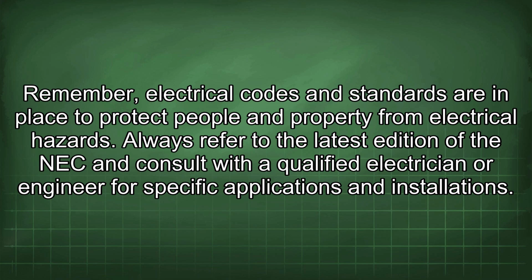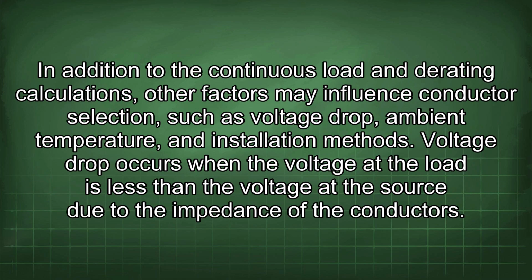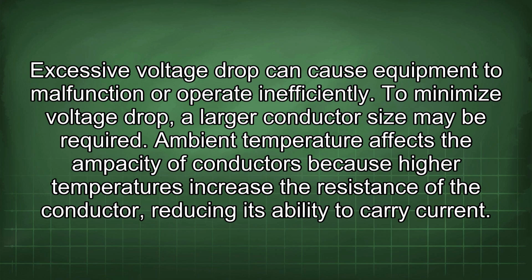and installation. In addition to the continuous load and derating calculations, other factors may influence conductor selection, such as voltage drop, ambient temperature, and installation methods. Voltage drop occurs when the voltage at the load is less than the voltage at the source due to the impedance of the conductors. Excessive voltage drop can cause equipment to malfunction or operate inefficiently. To minimize voltage drop, a larger conductor size may be required.